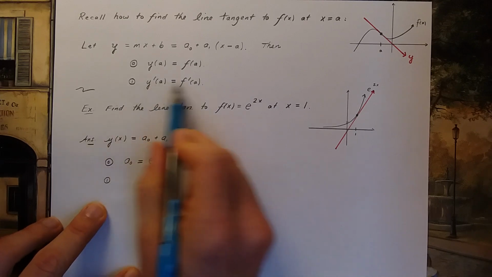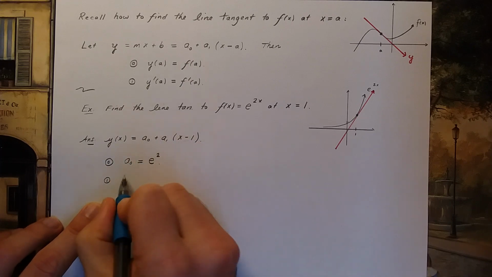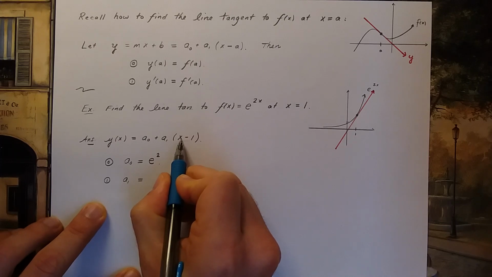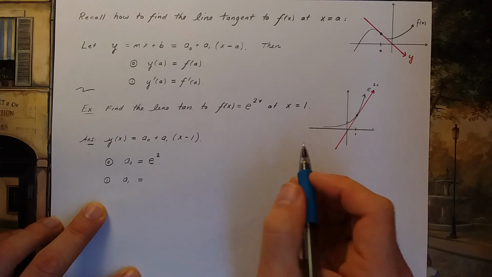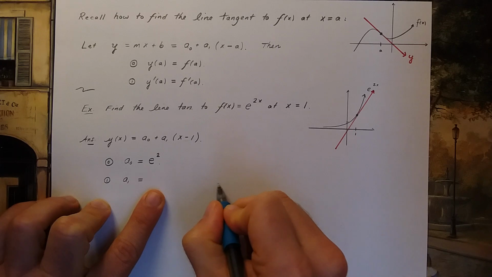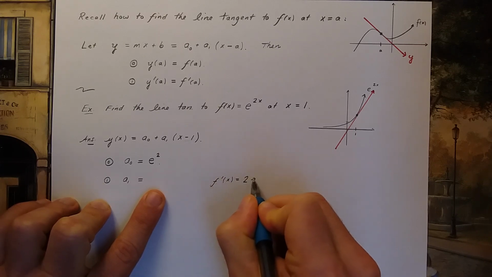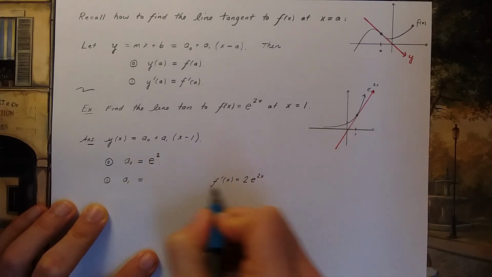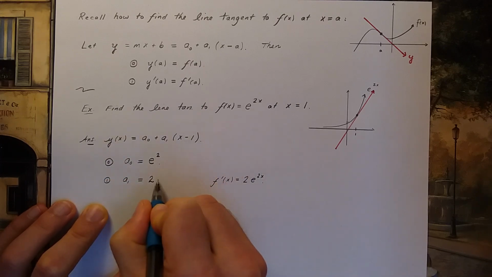The second equation says the derivatives have to match. So the derivative of this line is just a1. That's the coefficient of x. So the derivative is a1. Constant term goes away. The derivative of my function, over here I happen to know that the derivative of my function is 2e to the 2x using the chain rule. So if I plug in 1 to this function, it should be the same as plugging in 1 to the derivative. Plugging in 1 gives me 2e squared.